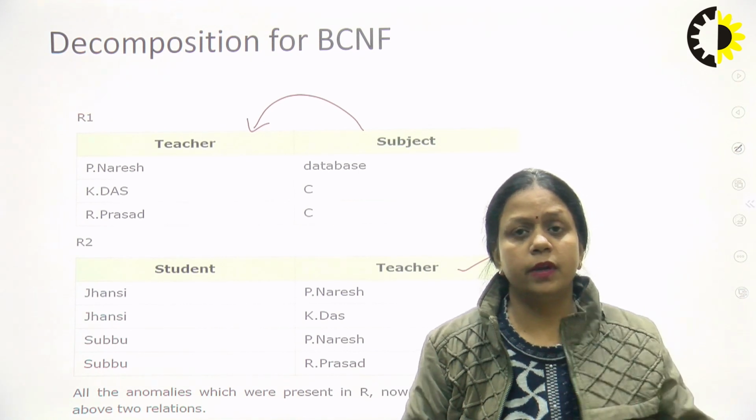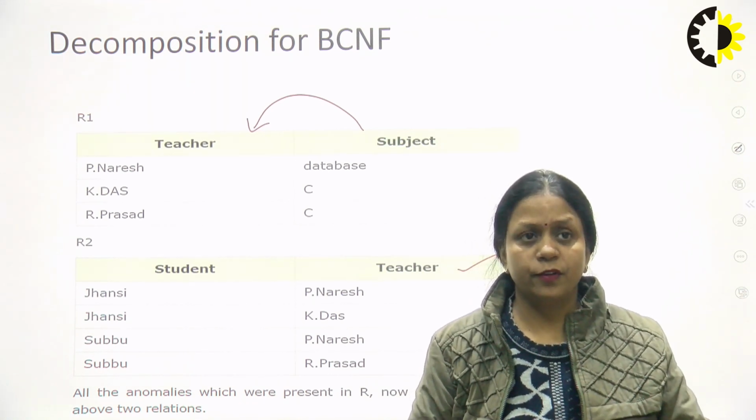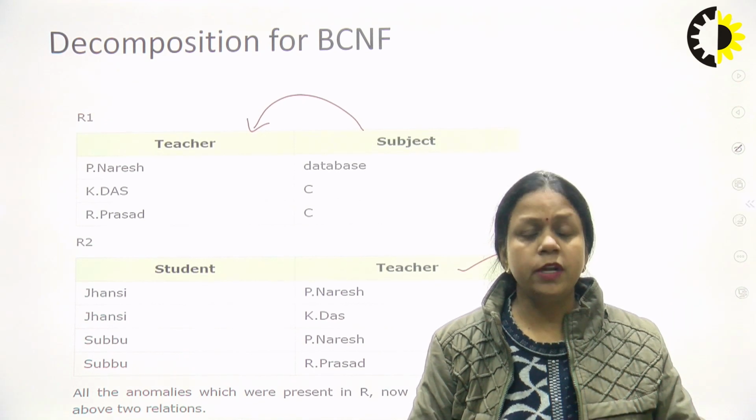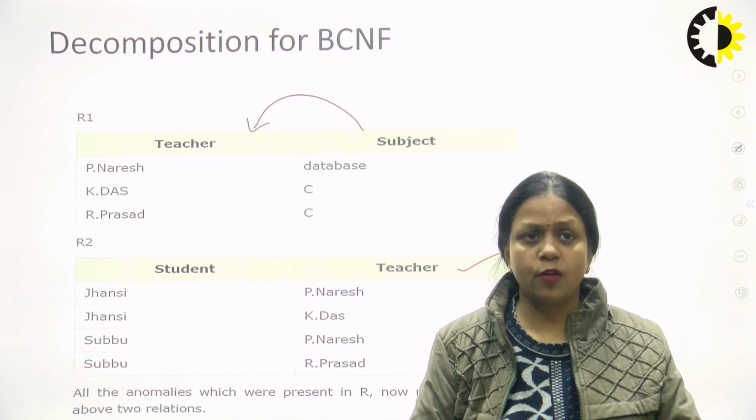So we have discussed four normal forms in this lecture: first normal form, second normal form, third normal form and BCNF.